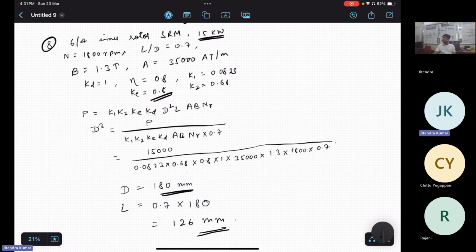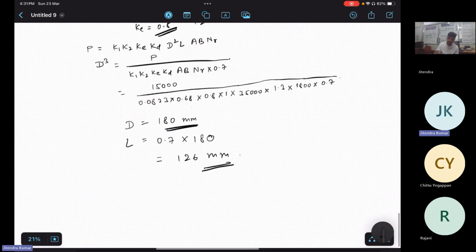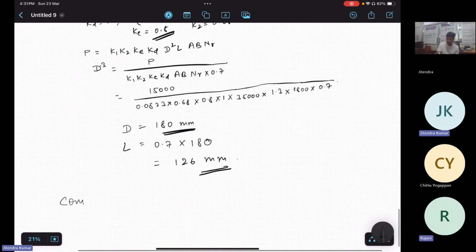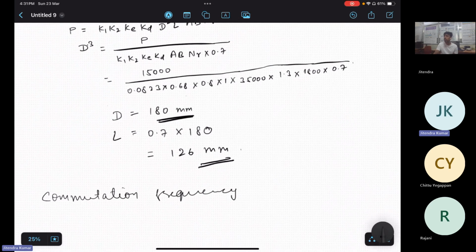One more thing that was left is commutation frequency, isn't it? Commutation frequency you will be required to calculate in one of the problems. So what is the commutation frequency?